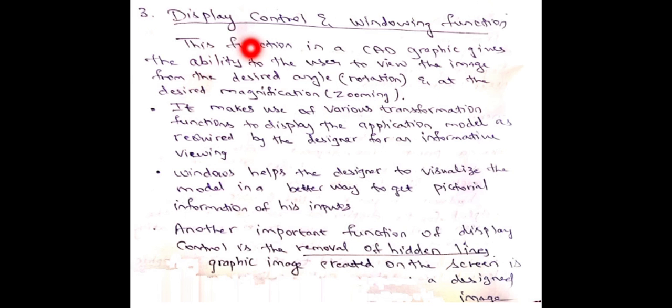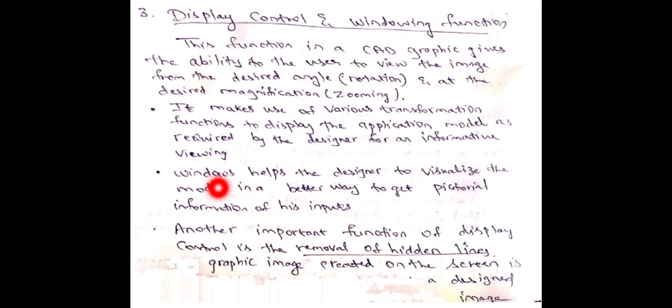Next is display control and windowing function. This function in CAD graphics gives the user the ability to view the image from the desired angle, that is rotation, and at the desired magnification, zooming. If you see in the software, we have the option of viewing the object in different views, that is front view, top view, isometric view, which gives the designer an idea how the product will look, and it makes use of various transformation functions to display the application model as required by the designer for informative viewing.